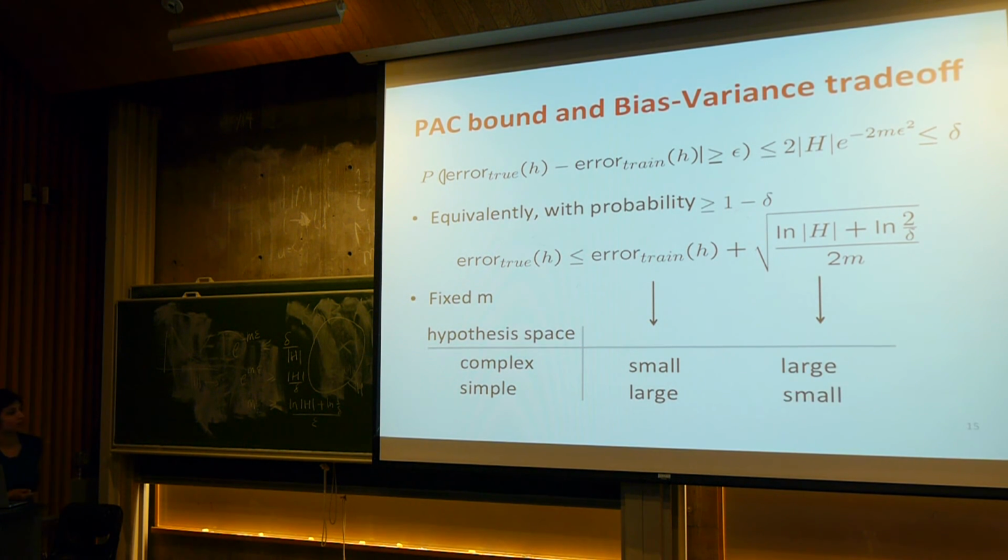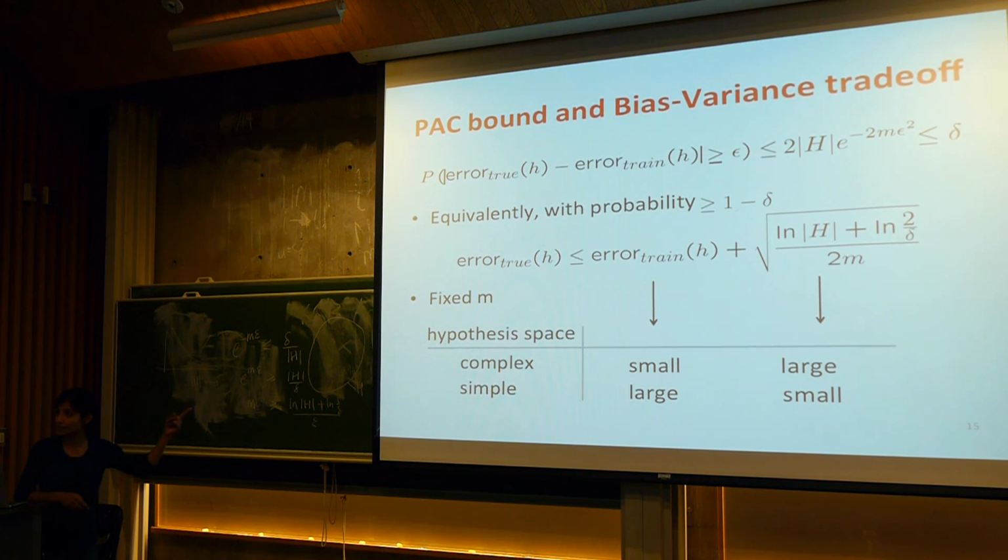And if it's simple, it's vice versa, right? So you can see that bias-variance trade-off from these expressions also. All right. So if there are no questions, let's get to the second limitation of the Haussler bound.